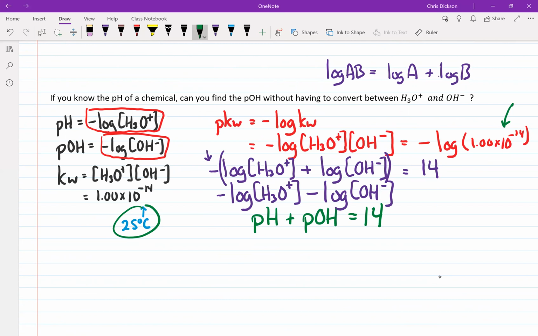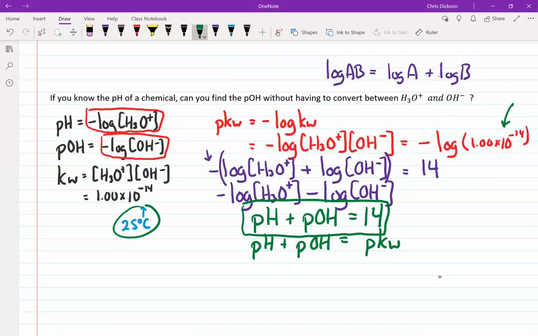Now, if you had a different temperature, you could write a different statement, which would be pH plus pOH equals pKW, where pKW is the negative log of KW, and then the KW would depend on the temperature. So at a higher or lower temperature, you would have different KW values. But for most of the questions you're going to come across, you're going to work at 25 degrees Celsius. So off to the races, add the two numbers, you get 14.